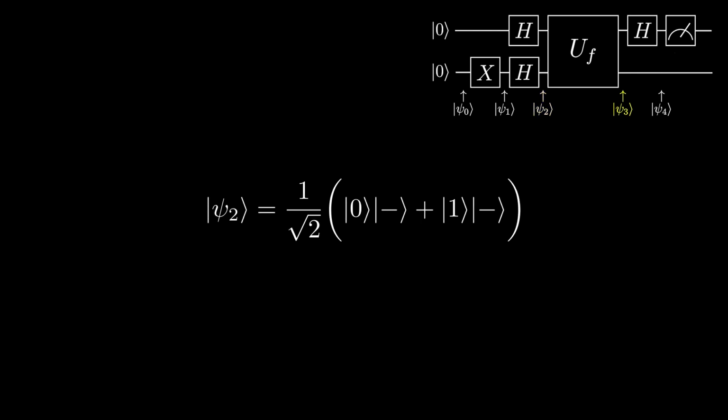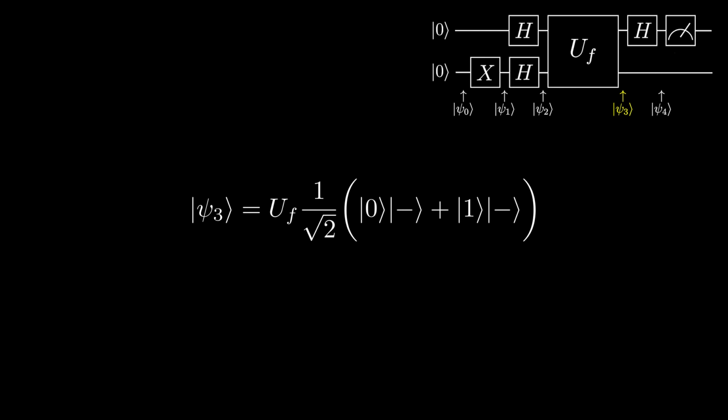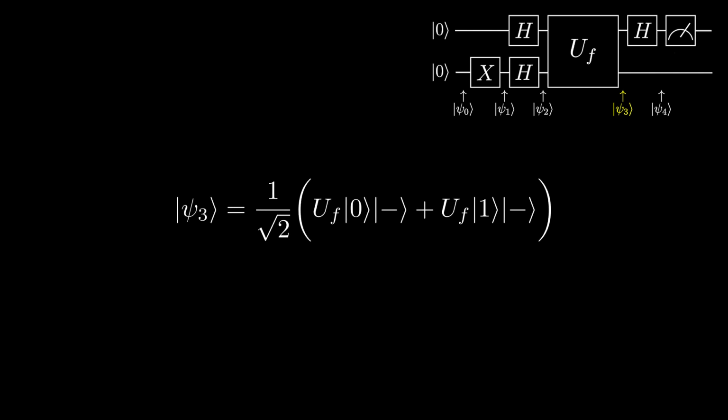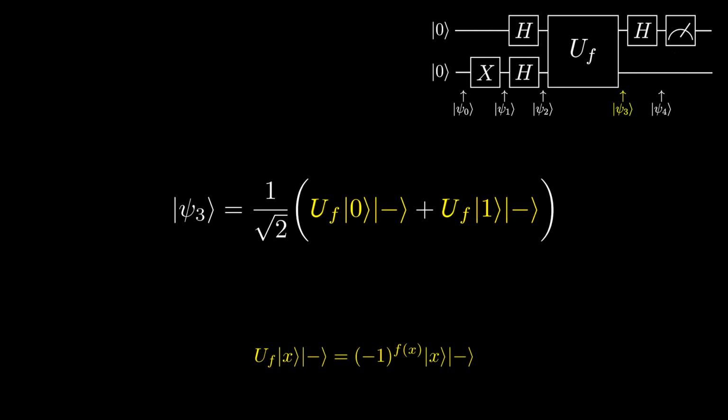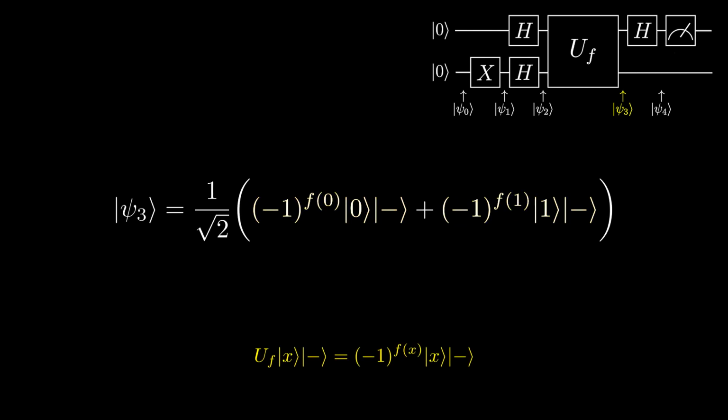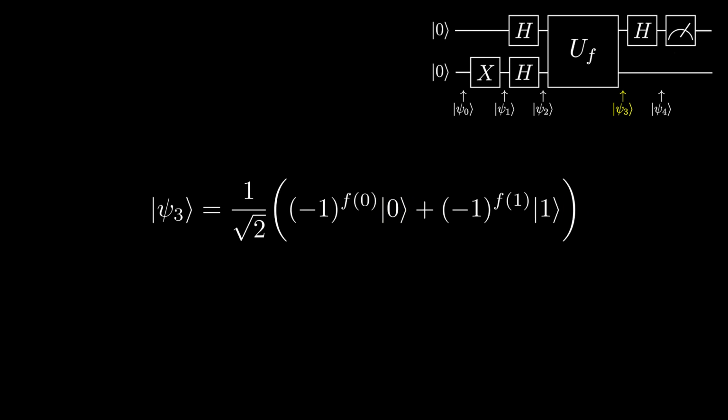Now at psi sub 3, we apply the unitary matrix U_f, acting as the function, to the state. Since all quantum operations are linear, U_f gets distributed into the state and acts on each of the superposition states individually. If we look at each of the superposition states, they are in the phase oracle form. So applying U_f to the first state becomes (-1)^f(0) |0>|->, and the second state becomes (-1)^f(1) |1>|->. The minus qubit is not needed for the rest of the algorithm, so we will omit it to clean up the equation. Now let's consider two different scenarios.